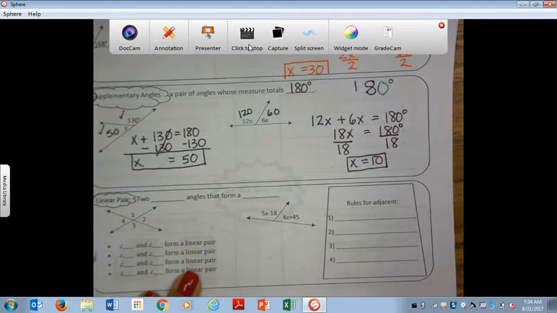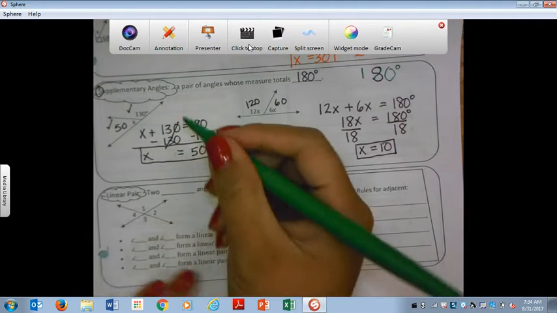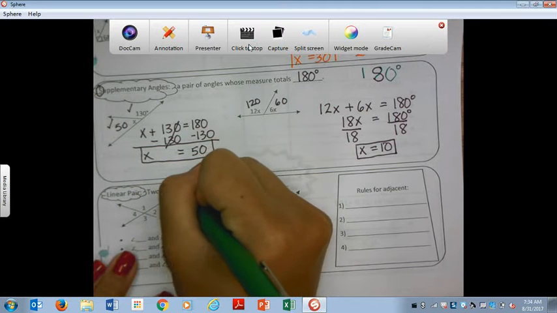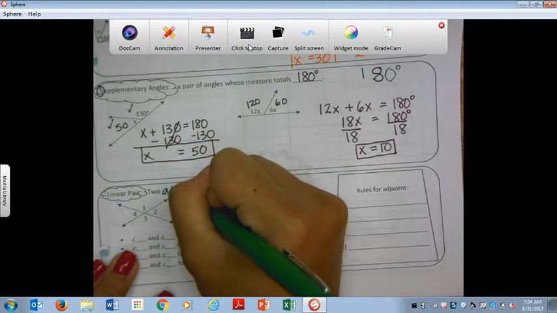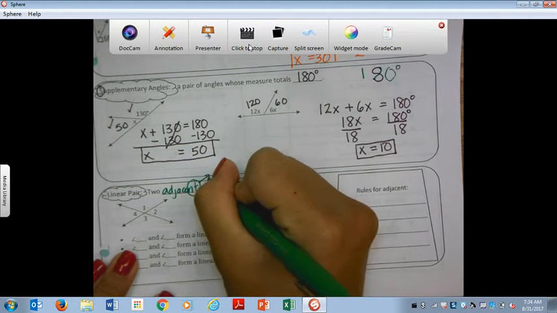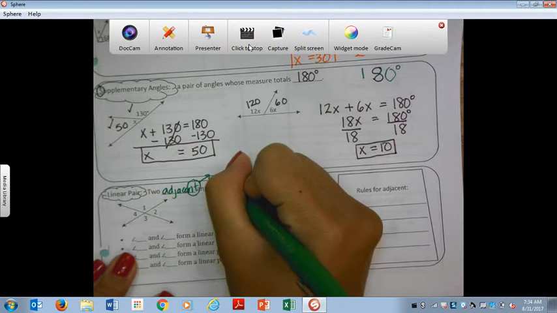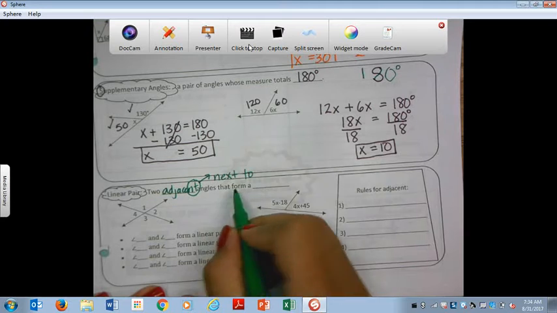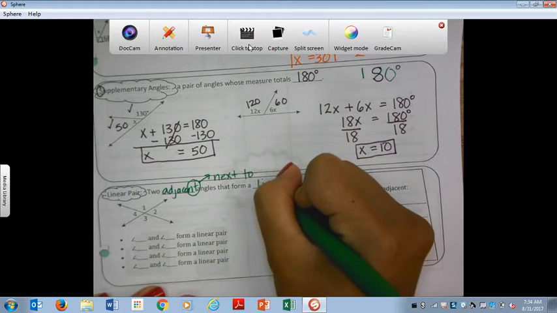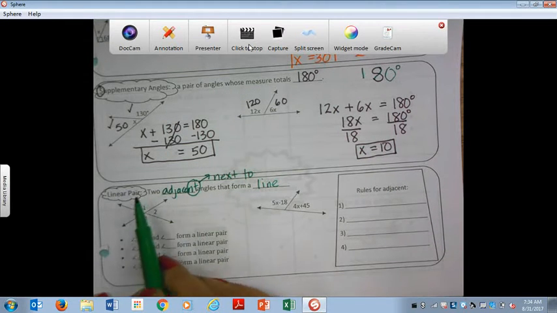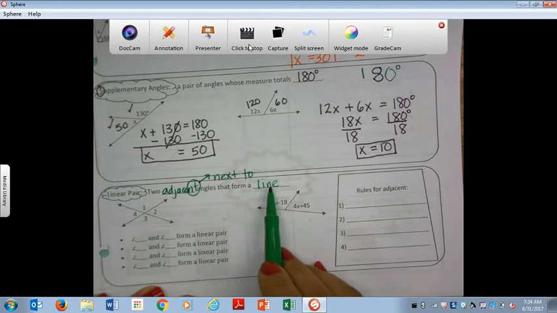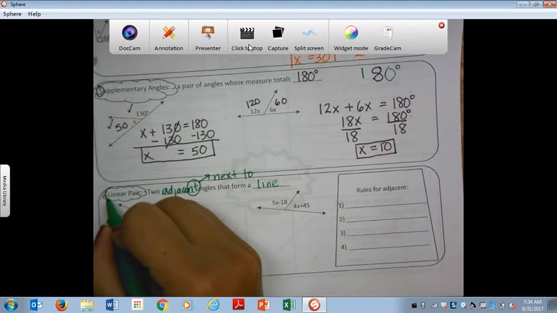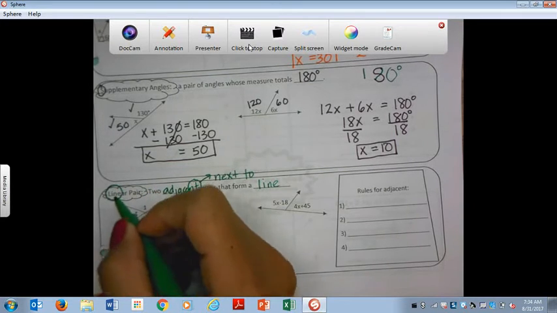They are two adjacent, and one way to remember what adjacent means is to circle the last two letters. Adjacent means next to. Angles that form a line. So let me smooth that out. A linear pair are two adjacent angles that form a line. One way to remember what this is that it has the word line, right there.